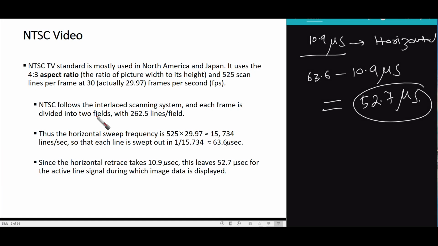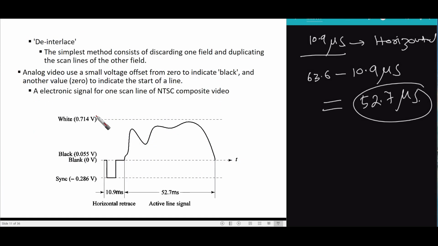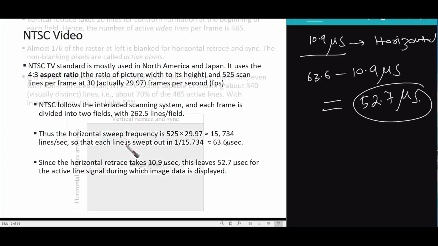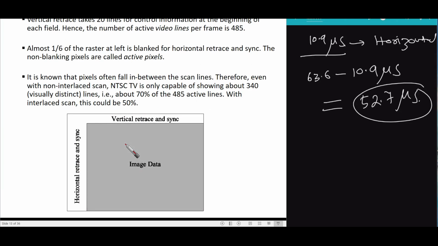Okay, so we understand what a composite video signal looks like, and this is the typical composite video signal produced from an NTSC perspective. Or we can say this is how one line scan looks like, right? Okay, so now let's say we encounter some more issues here.